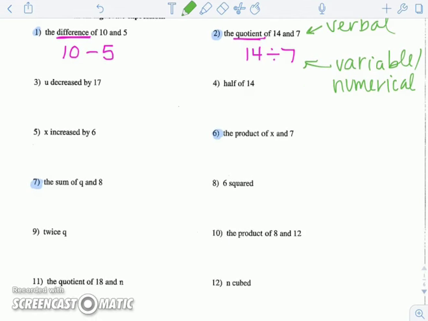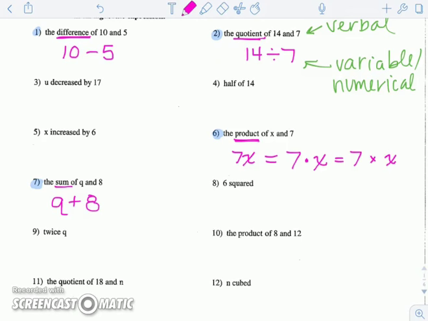So number 7, the sum of Q and 8. We're talking about sum is addition, so Q plus 8. Number 6, the product of 7 and x, or x and 7, so 7x. If you're not already familiar with this, when you write a number directly next to a variable, you're showing multiplication. So this is the same thing as saying 7 times x. That little dot is the same thing as 7 times x.